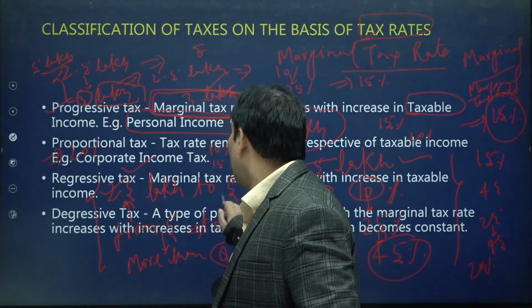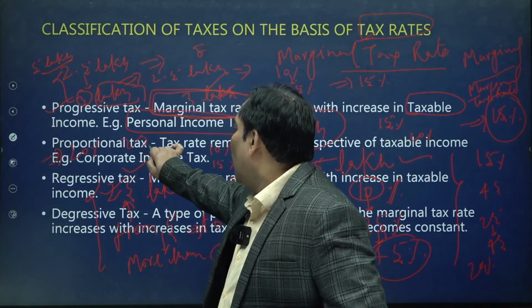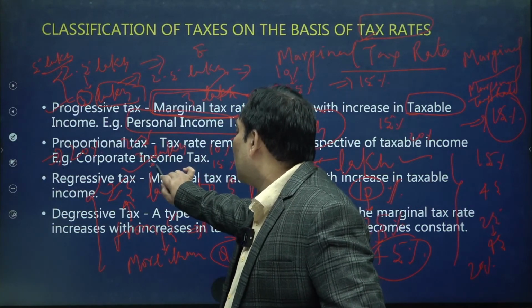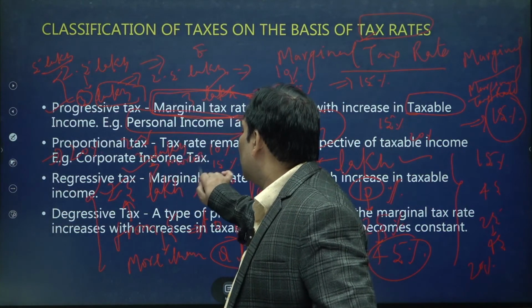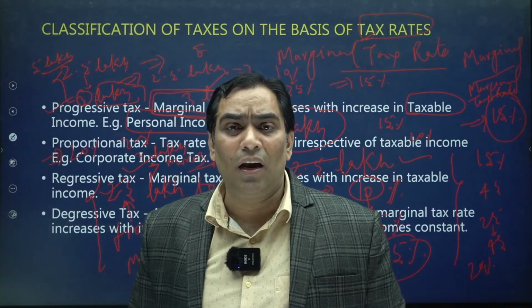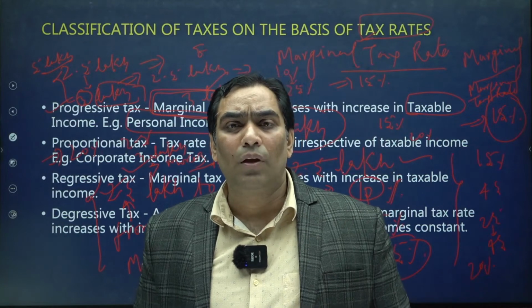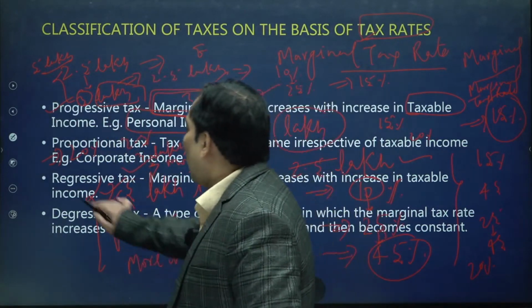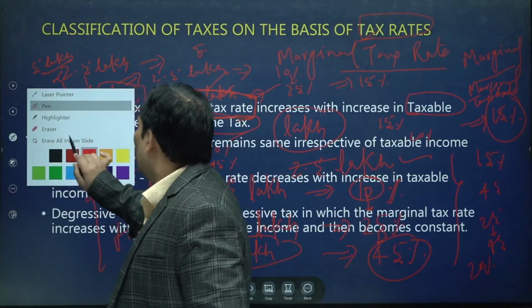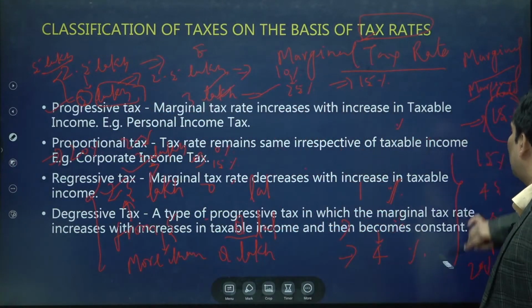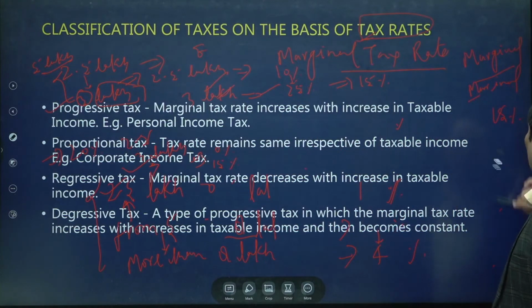Initially it was 2.5 to 5, that is 2.5 lakh. Then it increased to 3 lakh. Then it increased to more than 3 lakh. So this is the meaning of marginal tax rate, and this is the meaning of progressive tax system. Now we are going to proceed further and discuss another example, that is proportional tax rate. Proportional tax or proportional tax system.